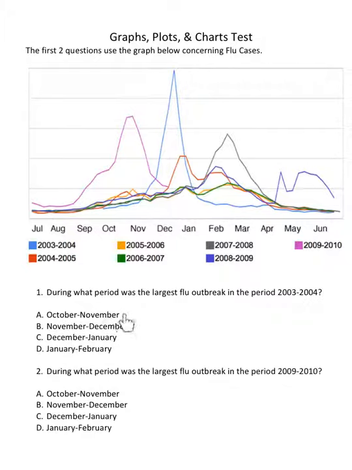A. October-November, B. November-December, C. December-January, D. January-February. Number 2. During what period was the largest flu outbreak in the period 2009 to 2010?